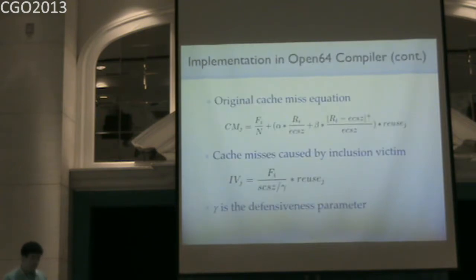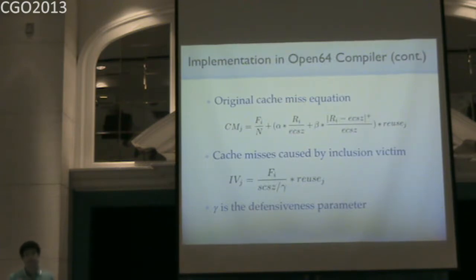And this is where our new model comes in. So the complete model is really showing here. CMJ is the cache miss for loop J. That's a formula from the Open64 compiler. So all we need to do is to say, in addition to these misses, you also have inclusion victim misses. And that's going to be computed by this simple extension to the formula.